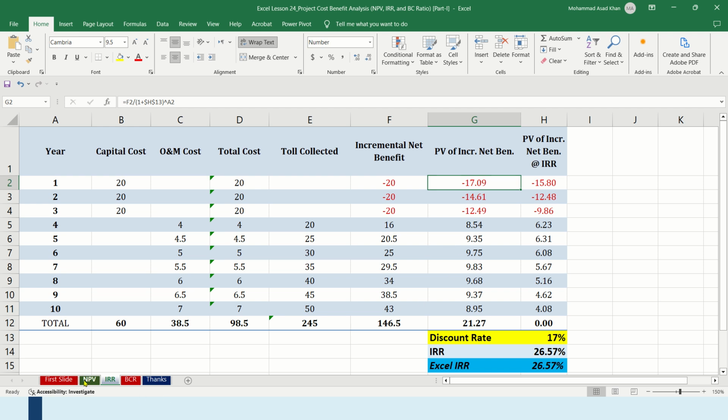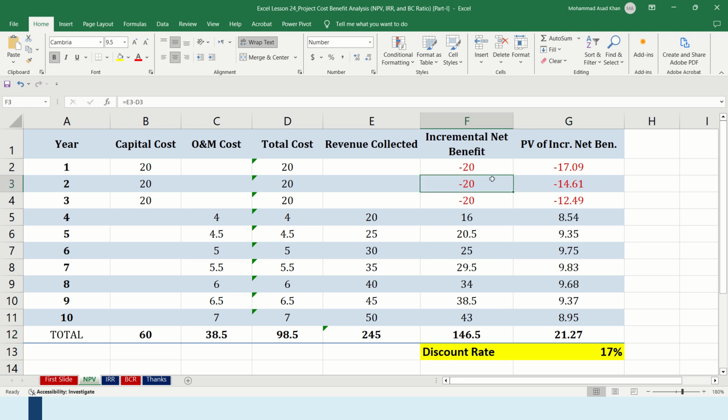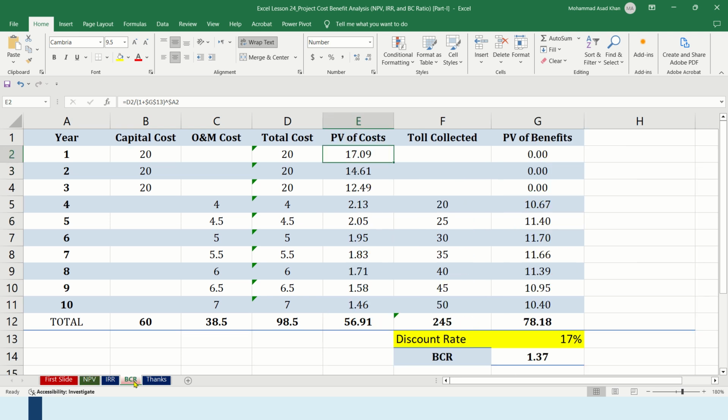In NPV, again, we were concentrating on the present value of benefits. But in BCR, we are concentrating on both the present value of cost and the present value of benefits, and in the final step, we divide the present value of benefits by the present value of cost. That's the main difference between IRR, NPV and BCR. So the final outcome, by dividing the present value of benefits by the present value of cost, is 1.37.